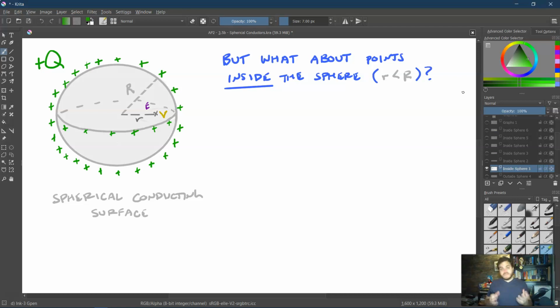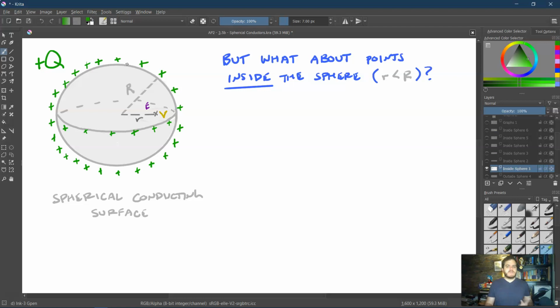Well, that's not all of space. There's also literally locations in the sphere. So how can we figure out the electric field and the electric potential if little r is less than the radius big R, if it's at some point inside of this spherical conductor? Remember, the spherical conductor has a positive charge all around it. It's this positive Q, all distributed over. So how could we figure that out?